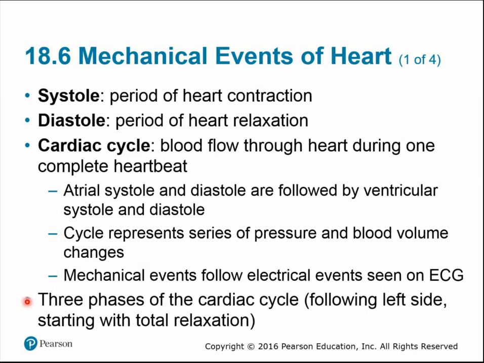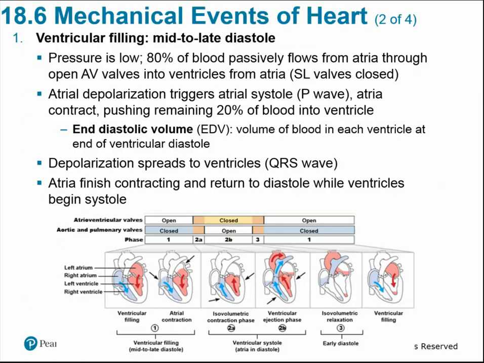So we have three phases of the cardiac cycle. We'll start with total relaxation. The beginning of the cardiac cycle is ventricular filling. This happens in mid to late diastole when the heart is essentially in a relaxed state. Here the pressure is relatively low because 80% of the blood is going to just kind of passively flow from the atria through the AV valve into the ventricles. Kind of just like let gravity do all the work. We just open the valves and the blood will flow down into the atria.